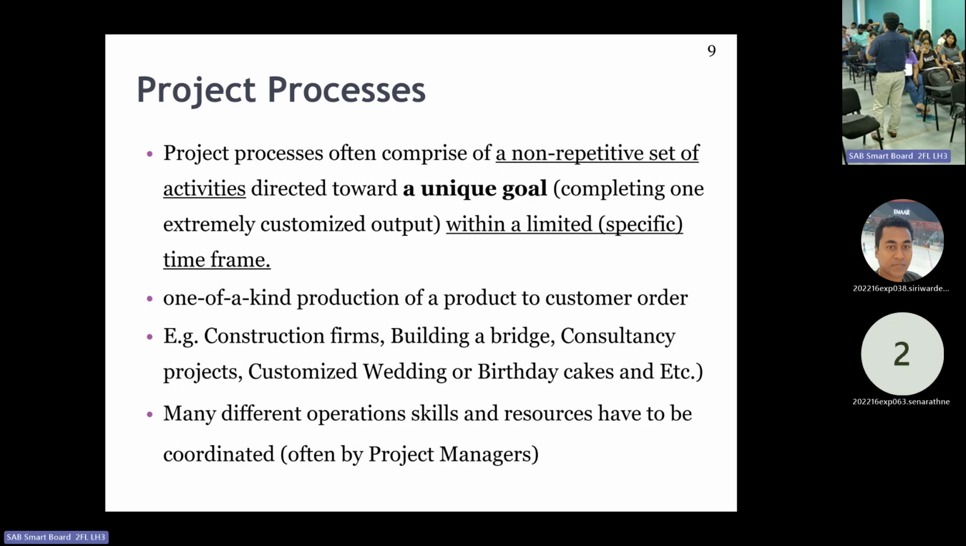Not only these complicated, bulky products, even some bakers accept wedding cakes. They start from designing and then complete only one wedding cake. When it comes to manufacturing one such highly customized cake, it requires a project process. Step by step they complete it and then only one is delivered. The nature of operations is completely different: how we plan it, how we utilize resources, type of layout required, type of workers we use, everything.